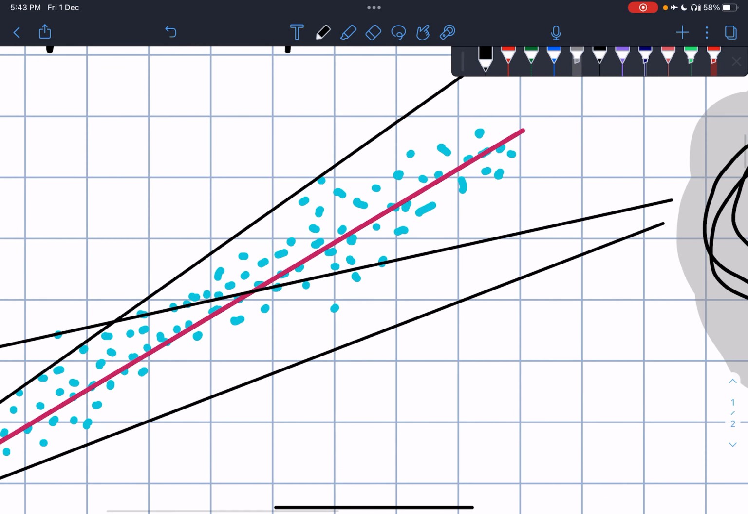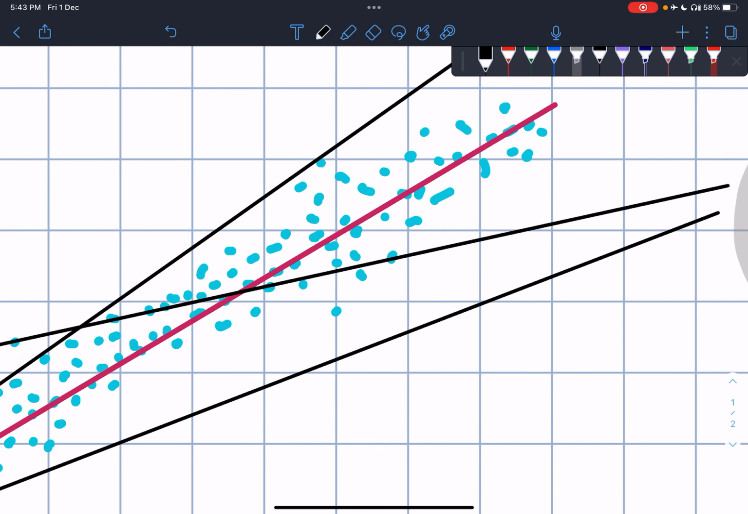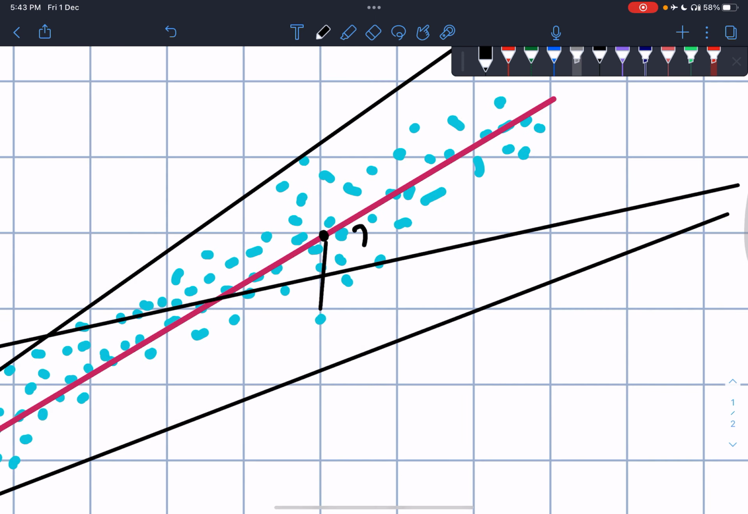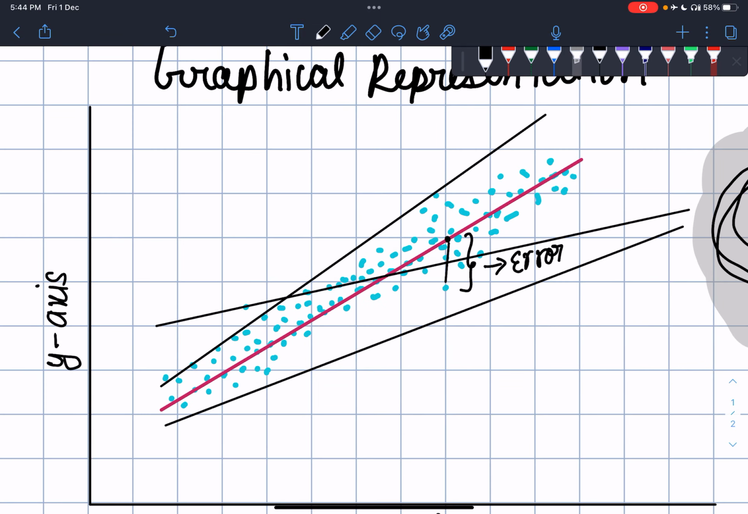If you see this point, the line is here and the point is here. This is the point which is predicted by the model, and this is the original point which is our data. Now you can see this distance. This distance we call the error, because this is not a perfect model, so this is the error which we have got.